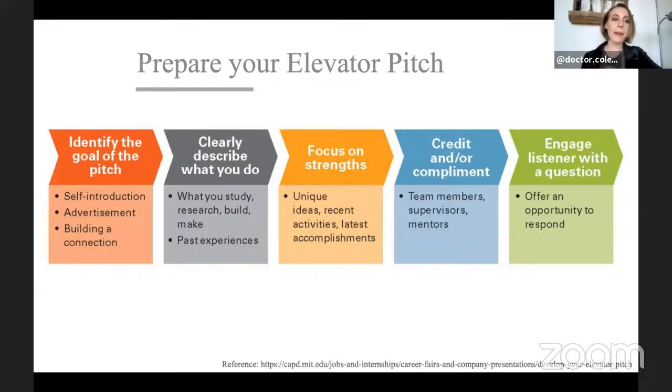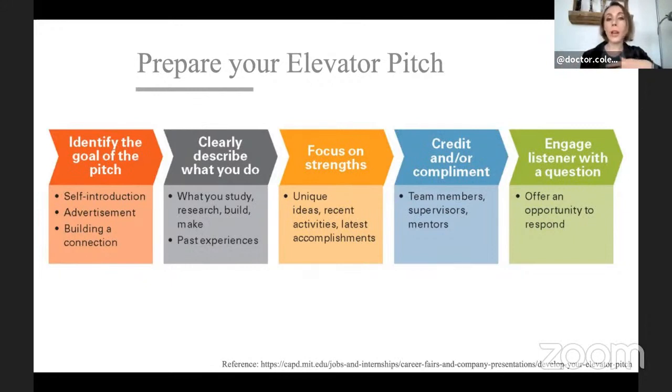So the first step: identify the goal of the pitch. You want to introduce yourself, as I said, and this is something you can use whether it's at a networking event or when you approach someone after a lecture they've given. You might have some sort of goal with advertisement and building a connection, depending on what you're doing and what your approach is.